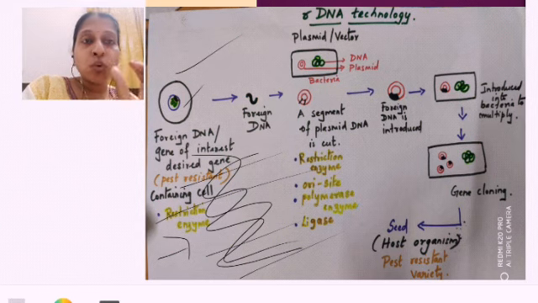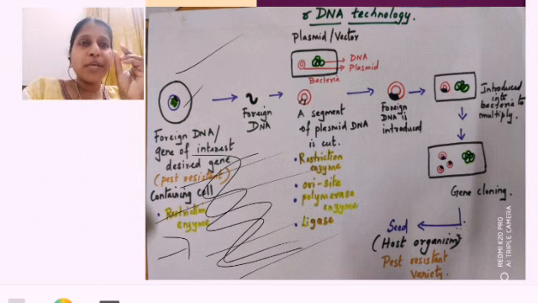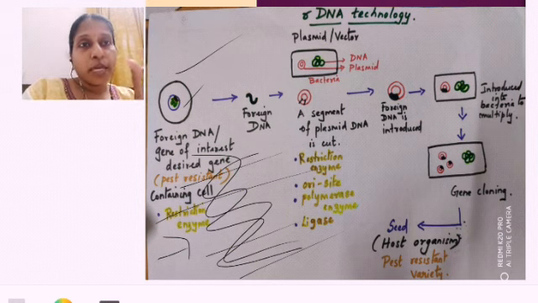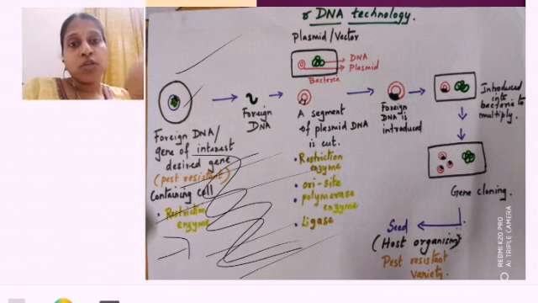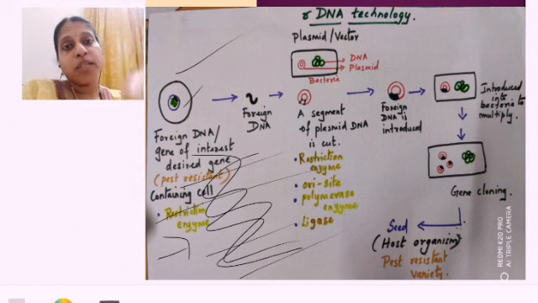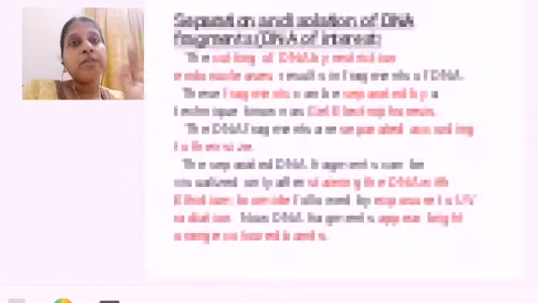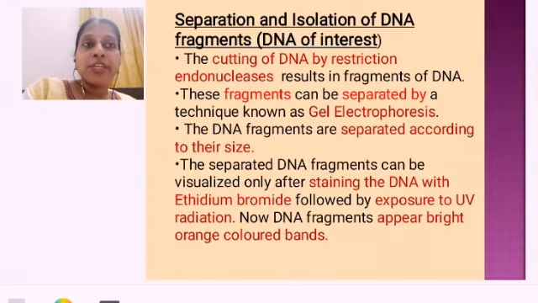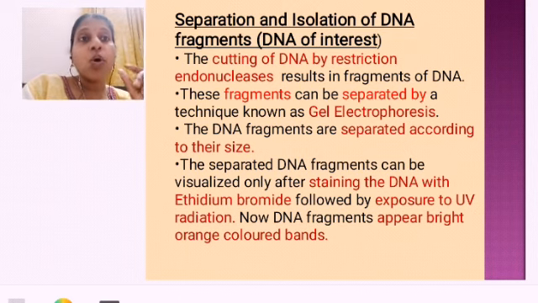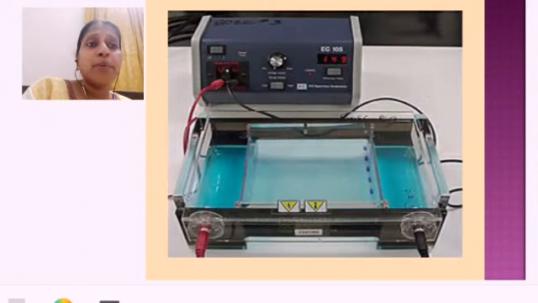To take out only the segment which is coding for disease resistance, I am using a process called electrophoresis. So the topic is separation and isolation of DNA fragments, that is, the DNA of interest or gene of interest. This is done with the help of a machine called the electrophoresis machine.